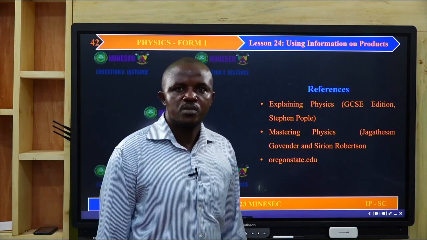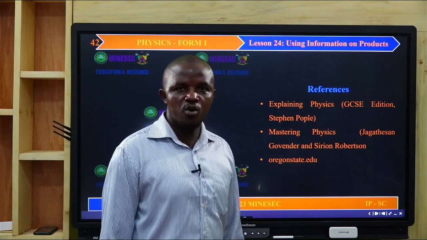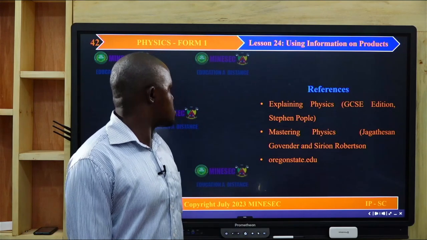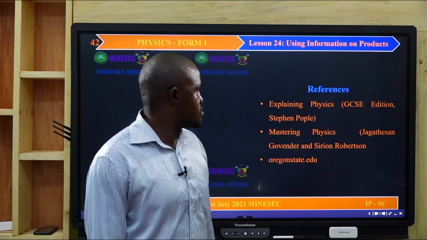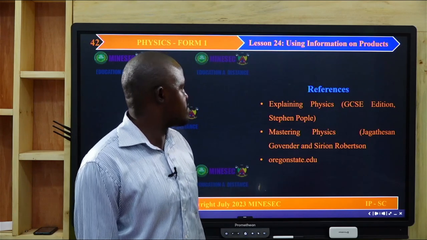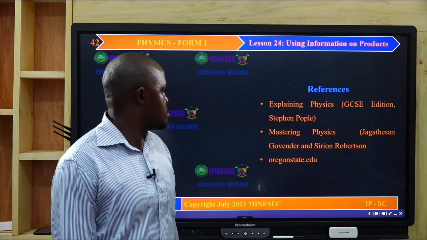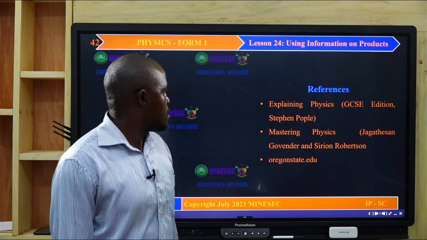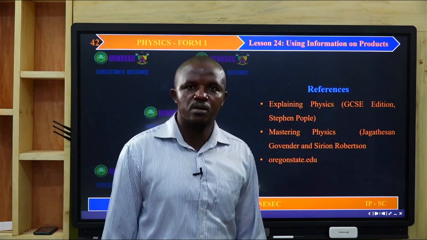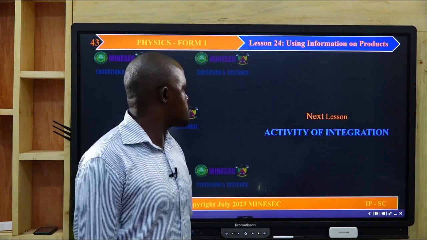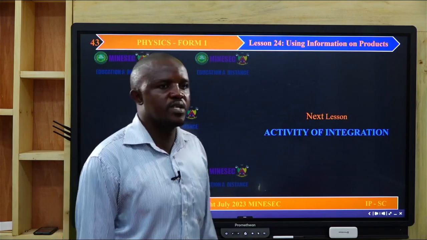Okay, so with that, we come to the end of our learning session for today, in which we drew references from Explaining Physics, the GCSE edition by Stephen Pople. We also consulted Mastering Physics by Jagadesan Govinda and Sion Robertson. And we also made use of OregonState.edu. Our next lesson shall be an activity of integration.